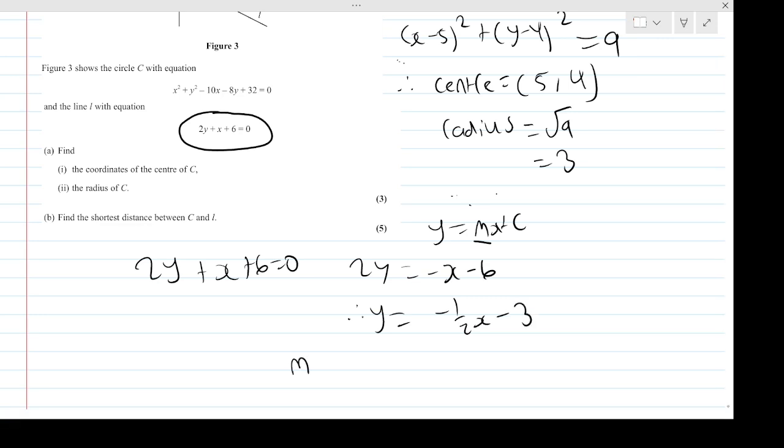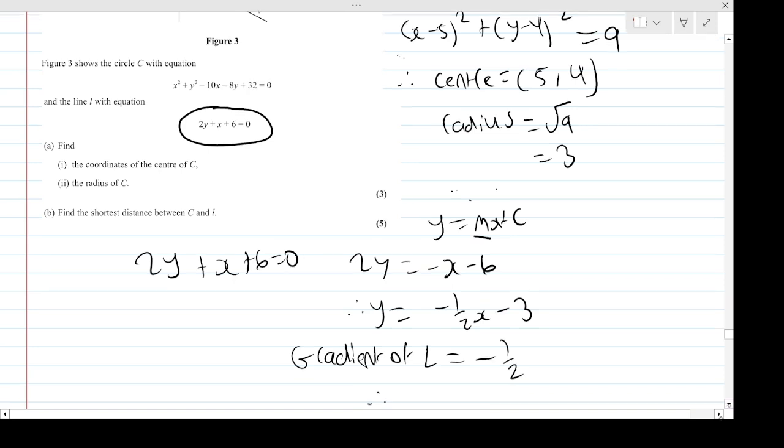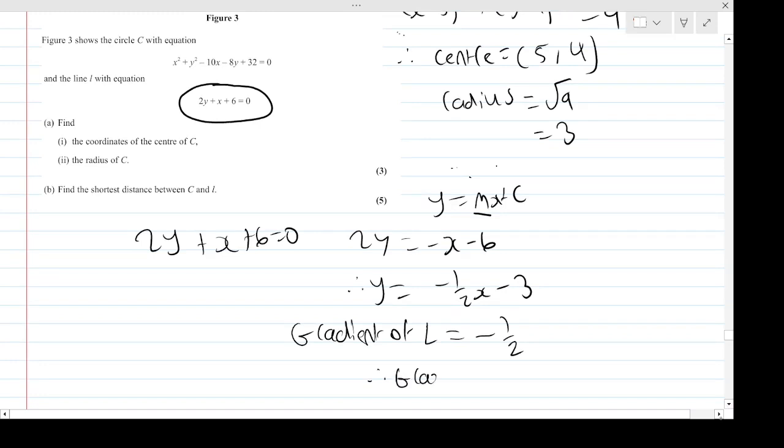Therefore, the gradient of L, which is the line drawn for us, is going to be minus a half. Therefore, the gradient of the perpendicular is going to be the negative reciprocal. So negative over negative would be positive, and then 1 over 2, flip that, is 2 over 1, which is just 2.